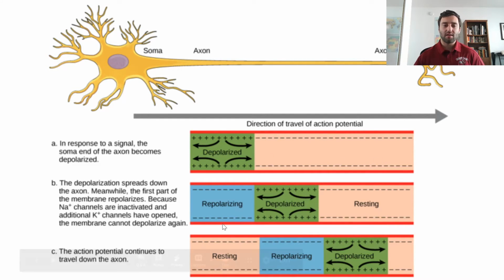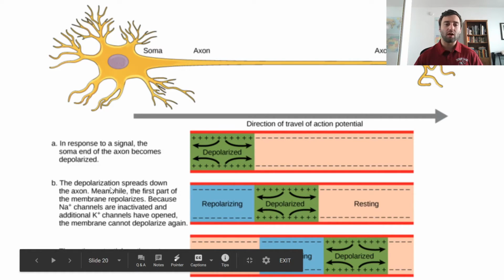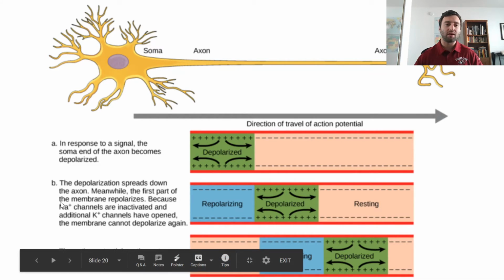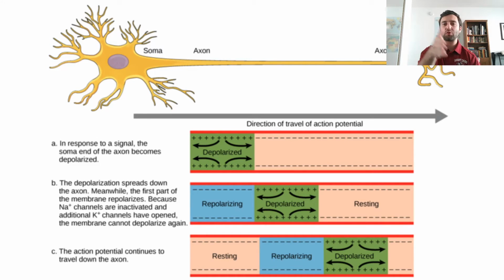Now, while that's doing that, the first part begins what's called repolarization. Once this positive charge rushes in and starts moving down, there are a bunch of different things happening here, but basically the cell starts evening itself out. It starts getting back to where it normally would be, that resting state. The sodium channels are inactive and additional potassium channels have opened, so the membrane cannot depolarize again. There are little pumps here, and because of the different charge, as this goes down, this stuff starts trying to settle back to where it normally is, and it balances itself out. And that's going to continue to happen.